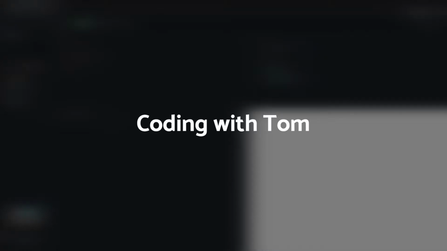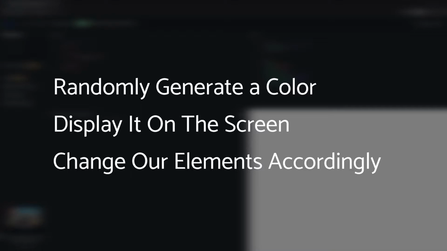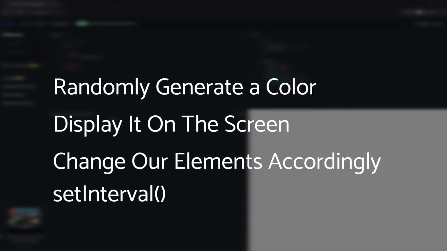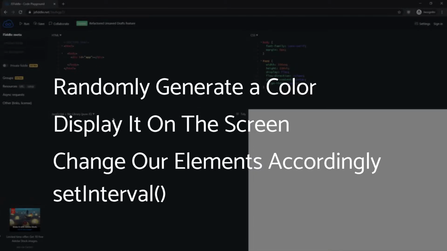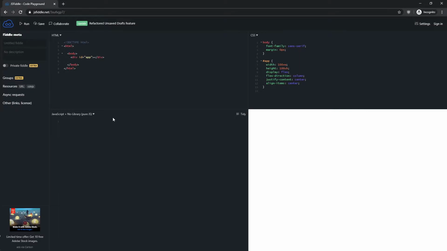So today we're going to play with colors and JavaScript once again, but this time we'll randomly generate a color, display it on the screen, and change the styling for elements accordingly. We'll also use a set interval function and we'll use an RGB color since we can work with 3 different numbers. So let's jump right into it.